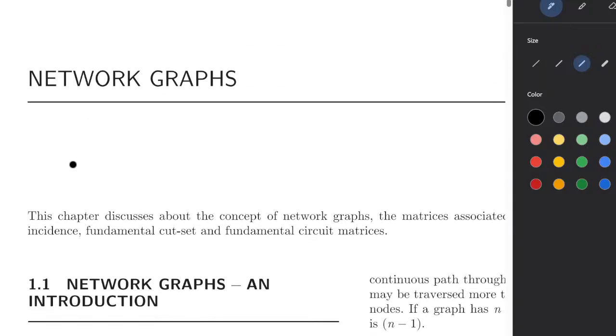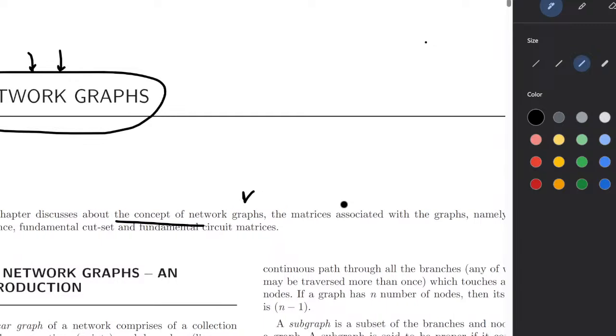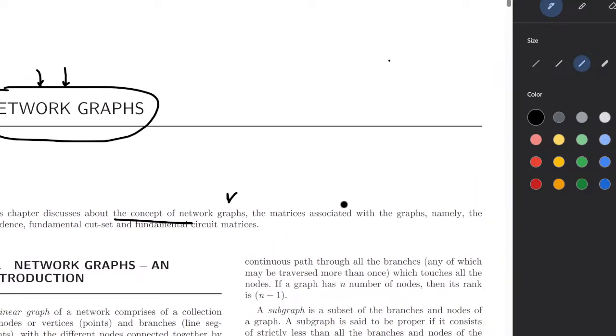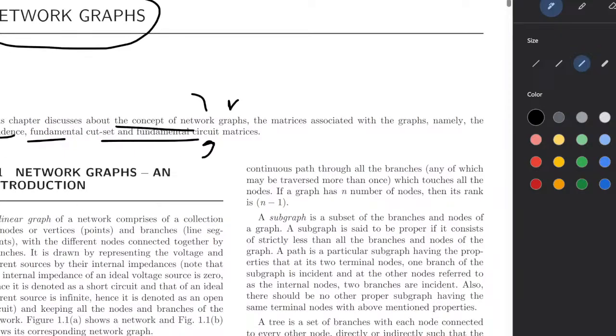Today we are discussing very important topics. The first thing we have to cover is the network graph. In this chapter we have to discuss the concept of the network graph and the matrices associated with the graph, namely the incidence, fundamental cut set, and fundamental circuit matrices. The first topic is the network graph and its introduction.